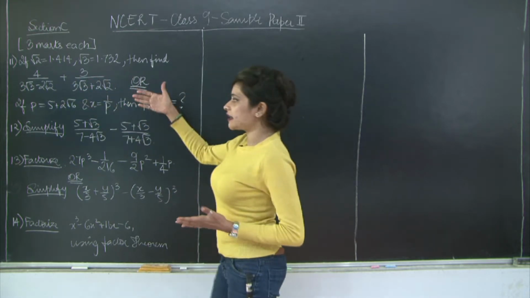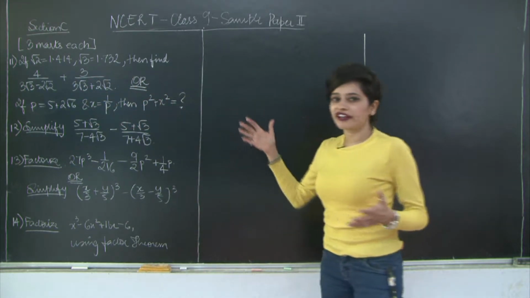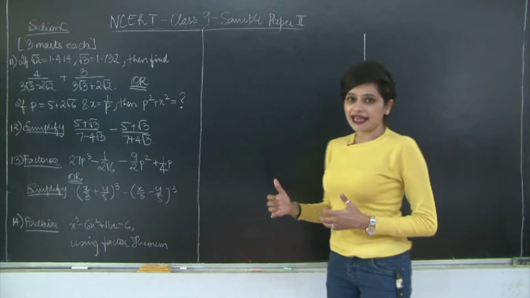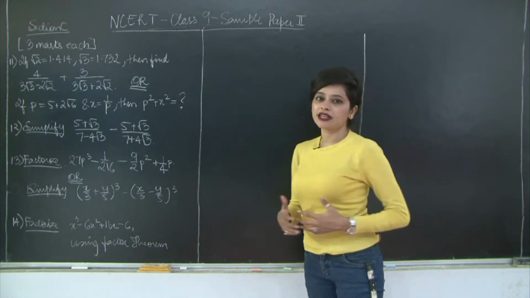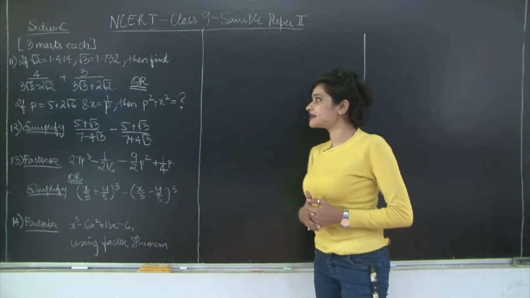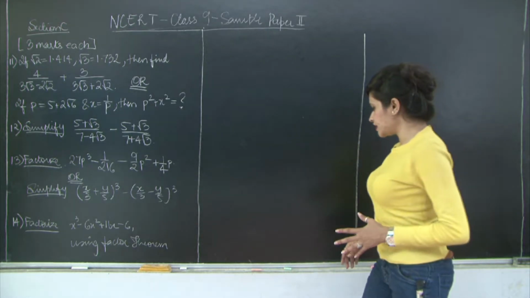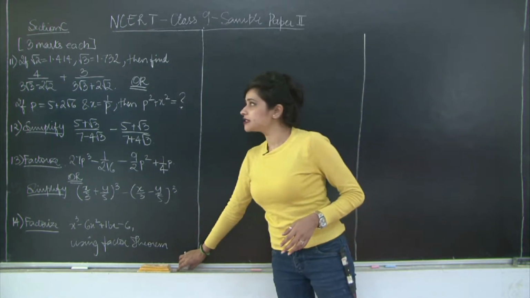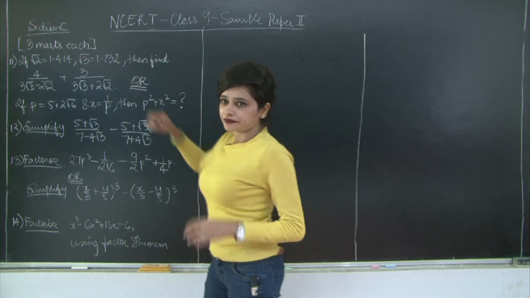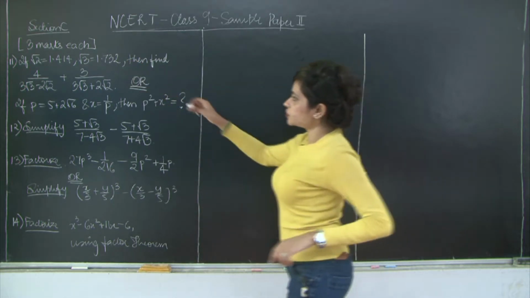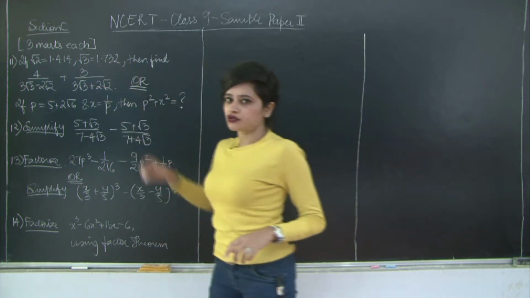Or there is another question that if p is equal to 5 plus 2 root 6 and x is equal to 1 upon p, then we need to find the value of p square plus x square. So we will do both of these sums, but one at a time, starting with this one. So I will first write down this expression.